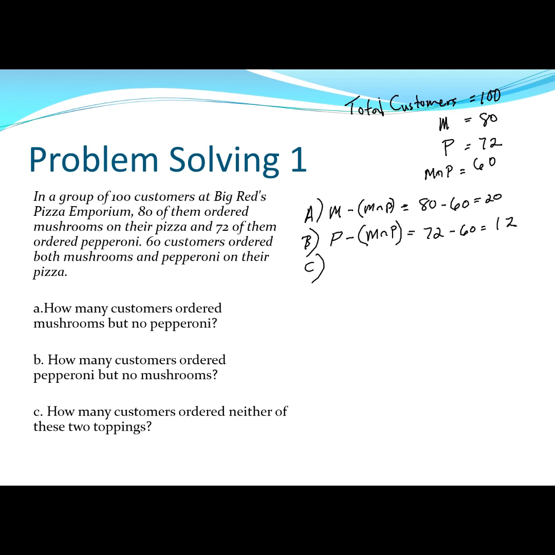And then question C, how many customers ordered neither of these two toppings? So we have 100 customers. We need to subtract 20 who ordered mushrooms only, 12 who ordered pepperoni only, and then 60 who ordered both. If we do the math, we're going to get 8. So how is that going to look? Well, let's do the diagram here. We have mushrooms.